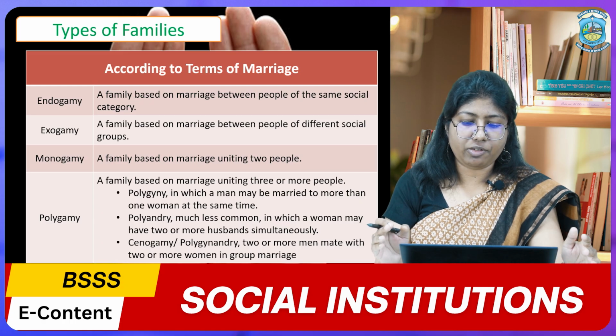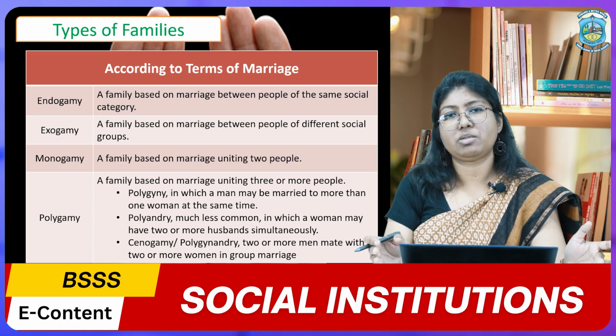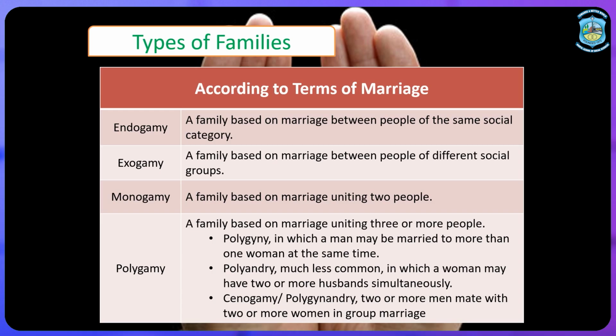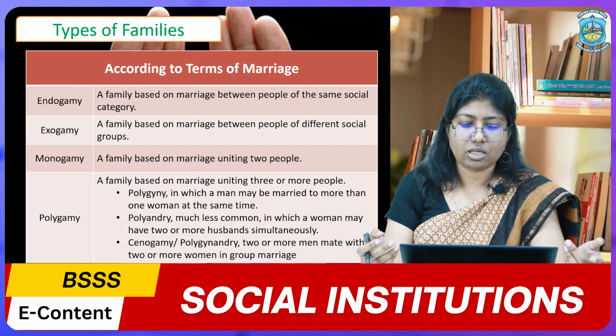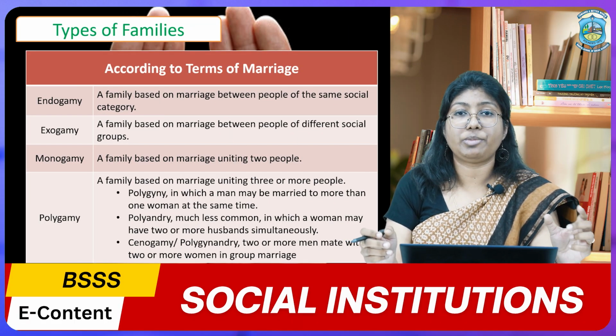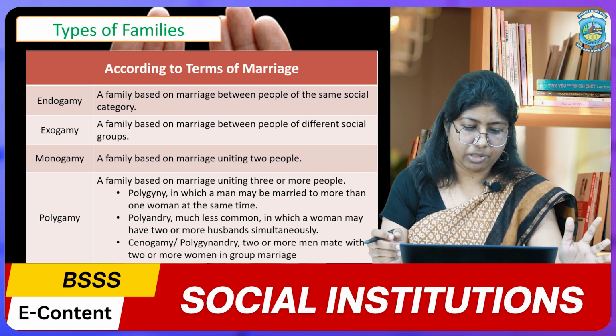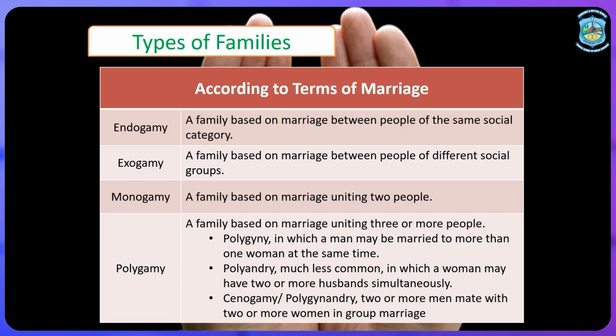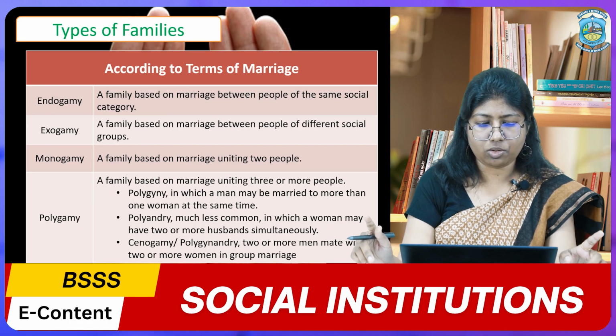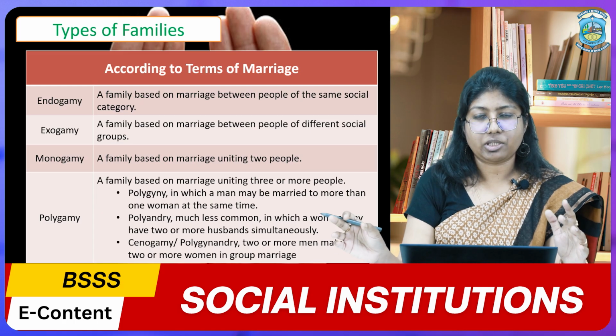So, exogamy refers to the marriage that is taking place between people of different social groups, like inter-caste marriages, inter-religious marriages. Now, this is going to be exogamous marriage, and the type of family that they will be starting will be exogamous family. Monogamy refers to uniting two people, just two people concerned over here, monogamous.